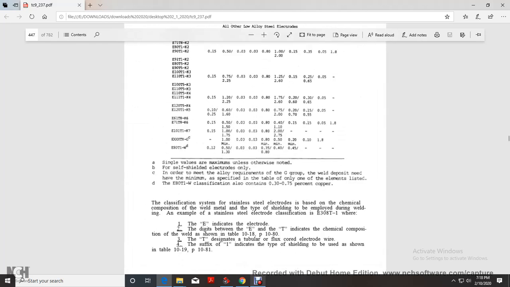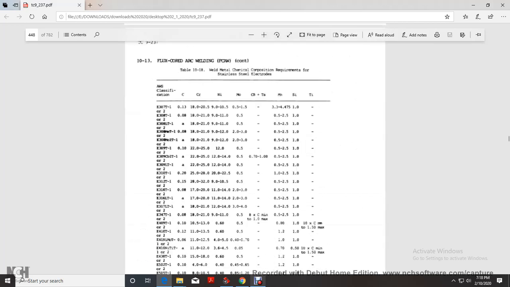And then the classification of stainless steel electrodes is based on the chemical composition of the weld metal and the type of shielding to be employed during welding. An example of the stainless steel electrode classification is E308T-1. The E indicates the electrode, and the digits indicate the chemical composition shown in the table at 1018, page 1080. The T designates the tubular flux core electrode wire. The suffix 1 indicates the type of shielding to be used and is shown in Table 10.19, page 1081.